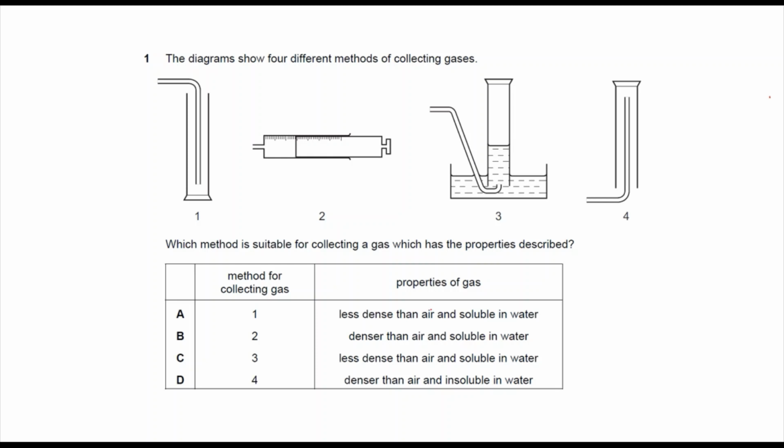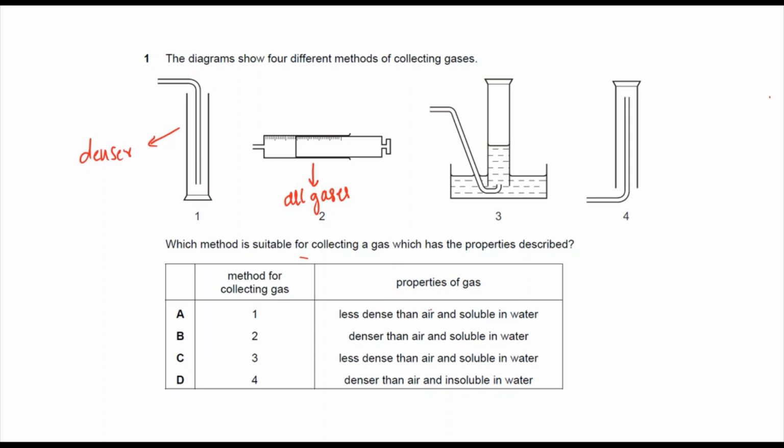The first one is called the downward delivery of a gas with the upward displacement of air, and this is used for gases which are denser than air because denser things tend to sink while less dense tend to rise up. The second method is a gas syringe, and an important point to note here is that it can be used for all gases provided that it has enough capacity to collect the volume of the gas you're trying to collect.